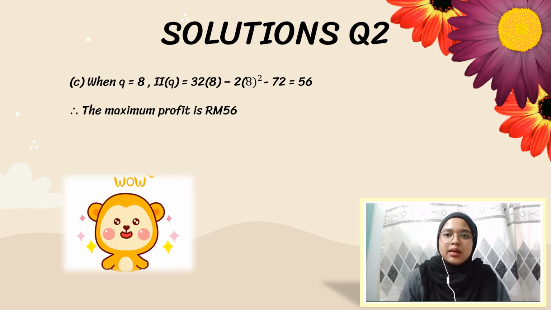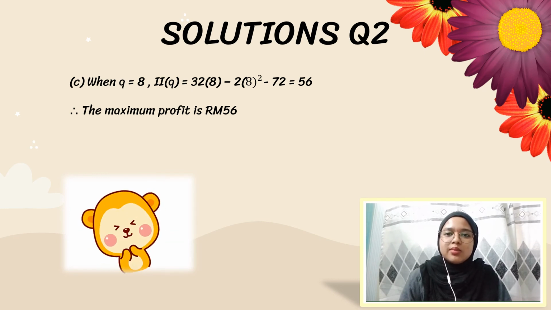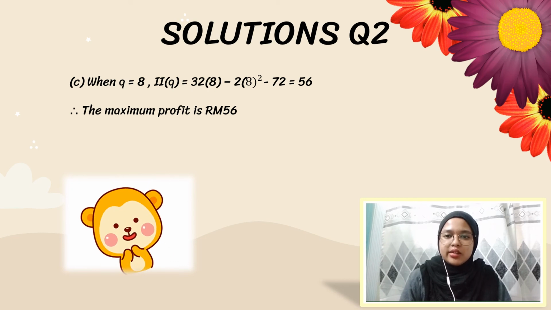C. Calculate the maximum profit. When Q equals 8, profit function P(8) = 32 times 8 minus 2 times 8 squared minus 72 = 56. Conclusion, the maximum profit is 56 ringgit.